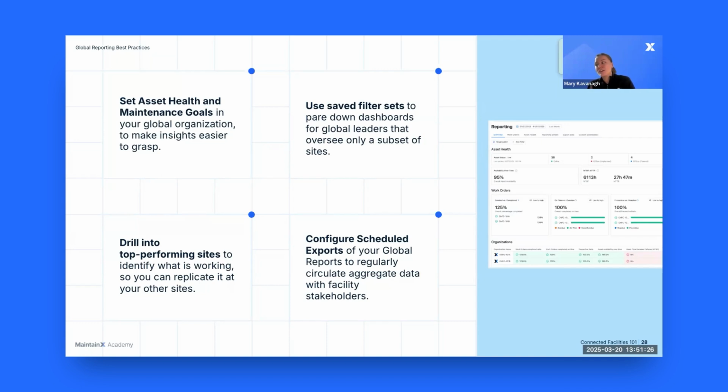And fourthly, configure scheduled exports of your global reports to regularly circulate aggregate data with facility stakeholders. That was a mouthful. Essentially, instead of asking everyone to come in to MaintainX all the time to review those reports, set yourself up a scheduled export so it would go out to the key players once a month, for example, and they'll have those insights delivered direct to their inbox. They don't need to lift a finger.